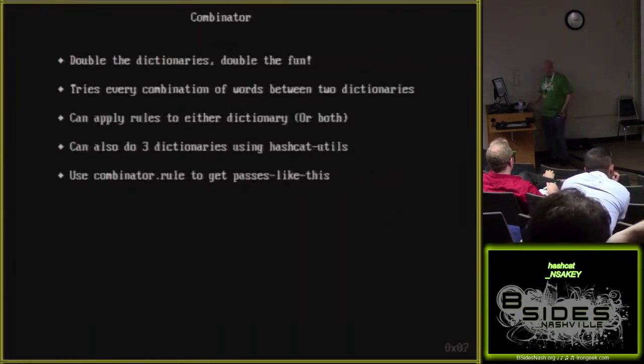Okay, combinator. All that does is it takes, you can specify the same dictionary or 2 different dictionaries, and it just combines every word with every other word. You can also apply rules, which I'll get into later, to one or both halves.